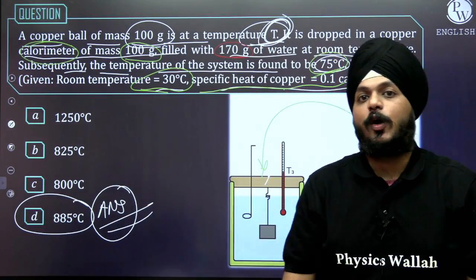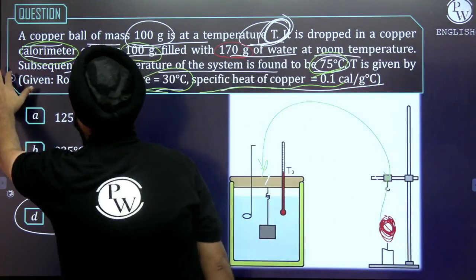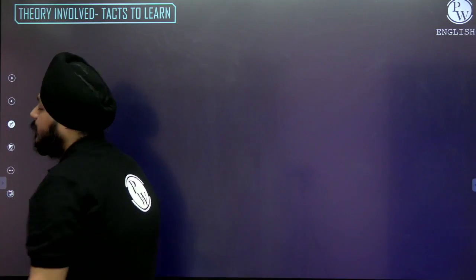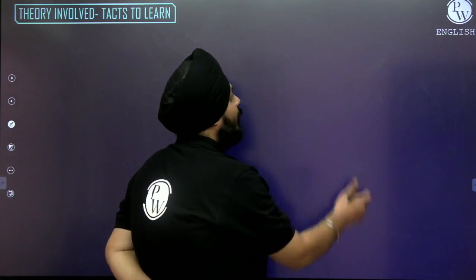Now, what is the new thing we got from this? That is the principle of calorimetry.